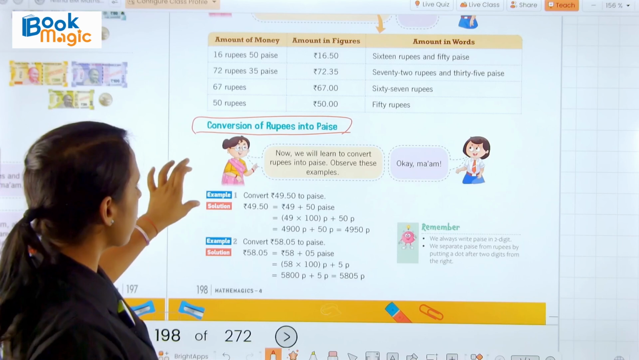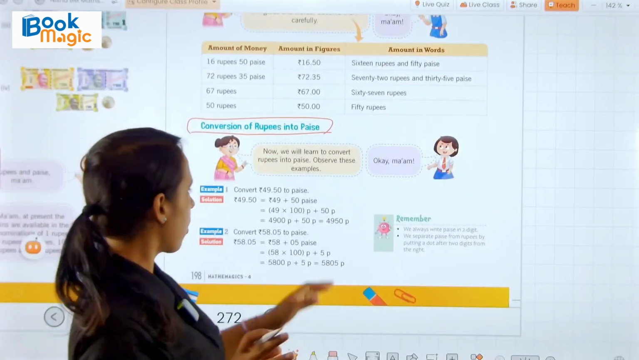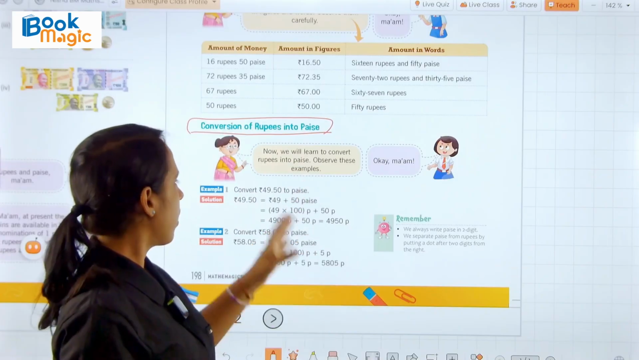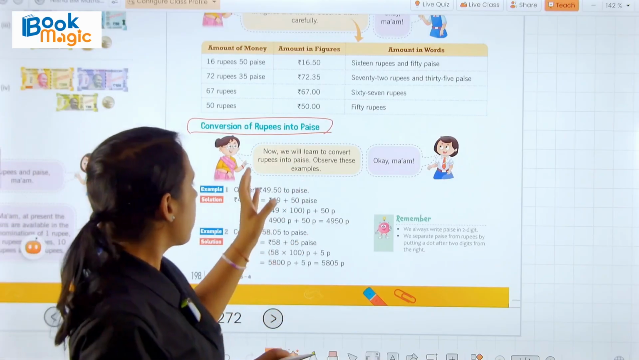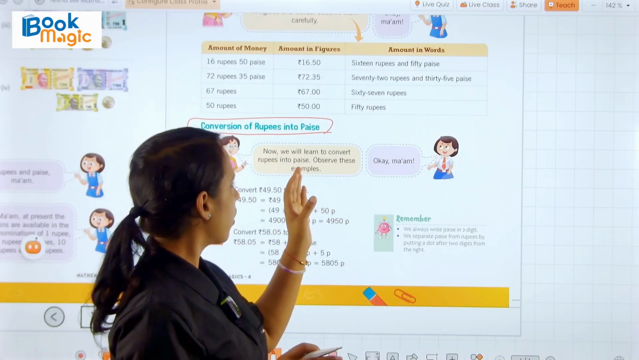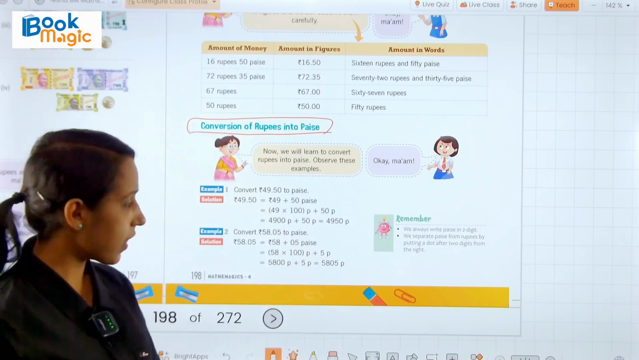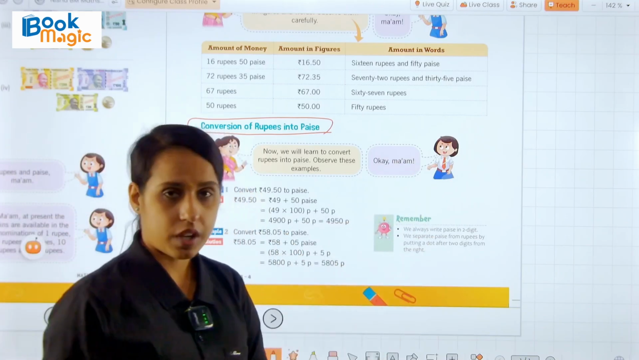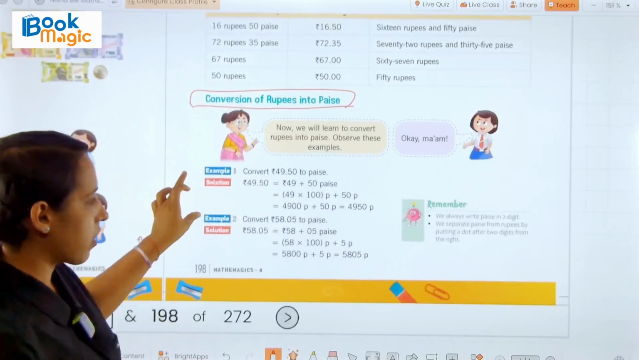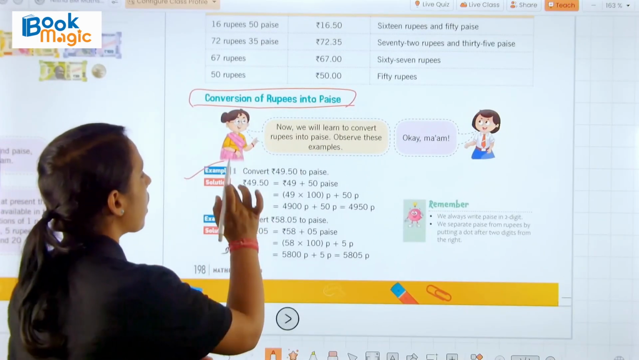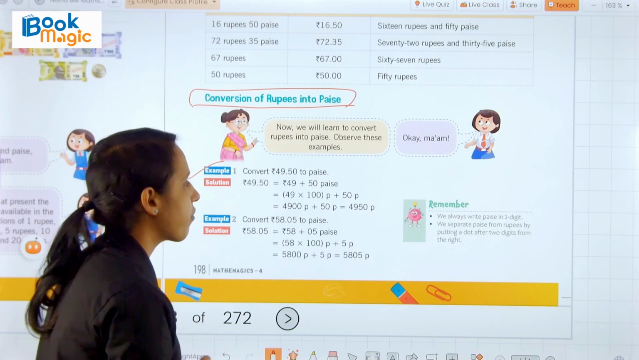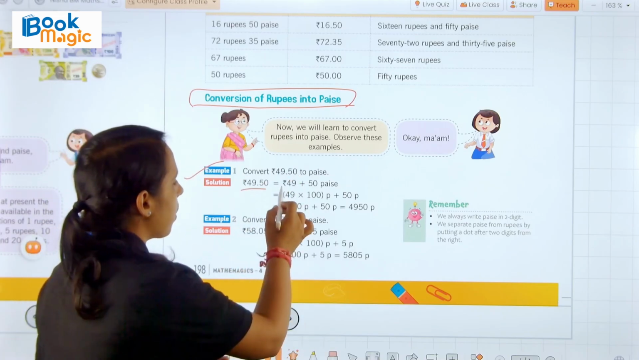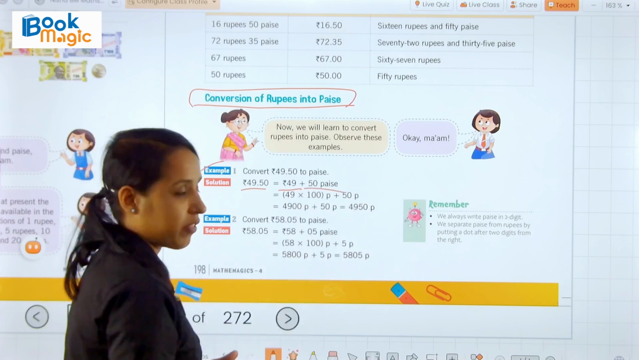So here the teacher said, now we will learn to convert rupees into paise. Observe these examples. And Gitika replied, okay ma'am. So here we have some examples. Let's see here. Convert 49.50 rupees into paise. So as we know, it will become 49 rupees plus 50 paise.